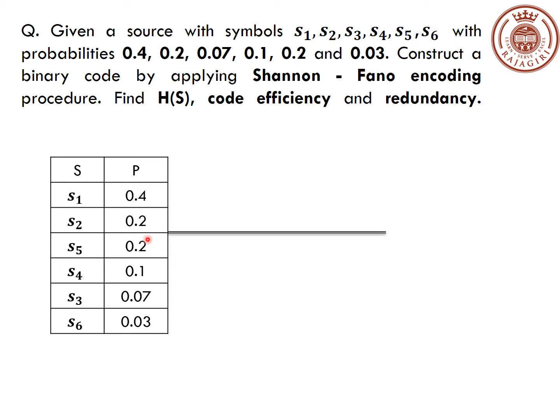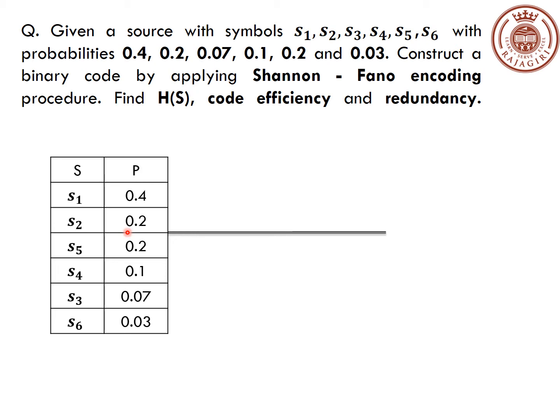The first group consists of the 2 symbols 0.4 plus 0.2, so the net probability here is 0.6, whereas the others will have a probability of 0.4. So we proceed this way. The other one is also correct, you can choose any method that you want.